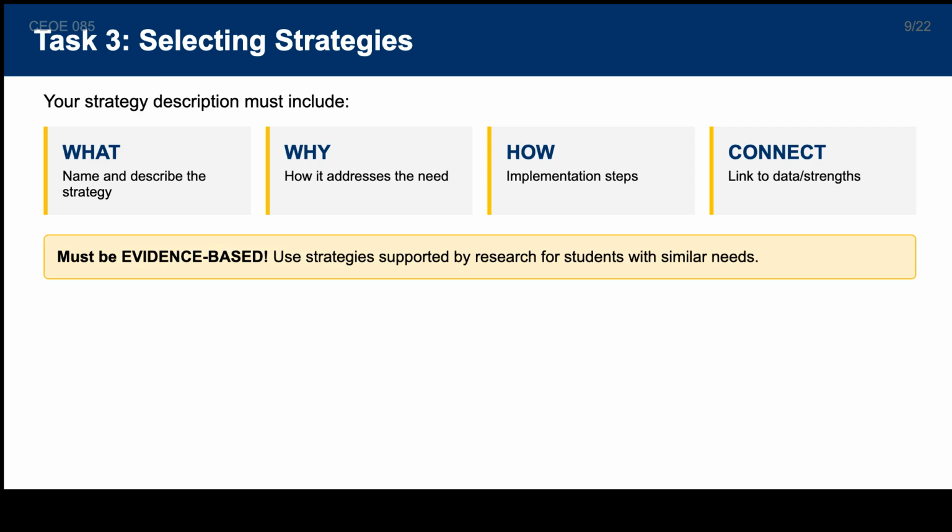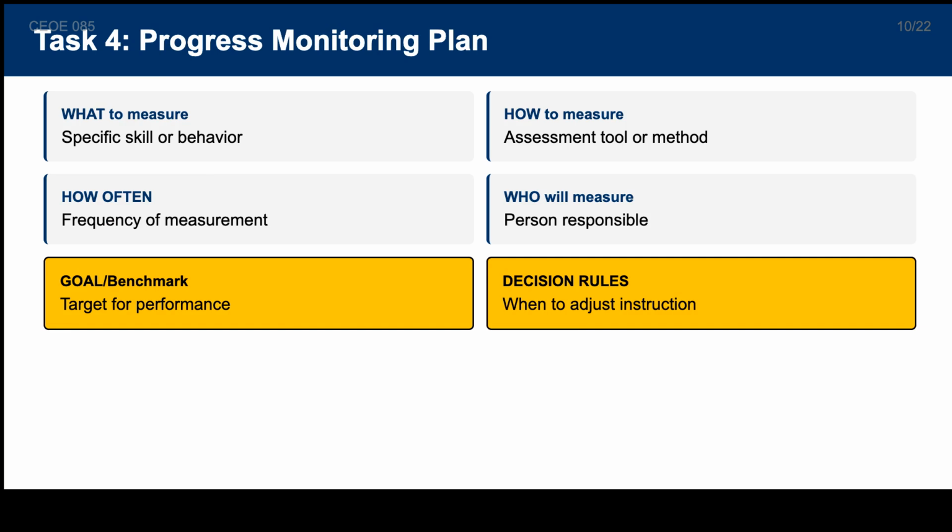Task 4 is your progress monitoring plan. Include 6 components: what to measure, the specific skill or behavior; how to measure, the assessment tool or method you'll use; how often, the frequency, like weekly or bi-weekly; who will measure, typically the special education teacher; a goal or benchmark, the target for student performance; and decision rules. This is critical. Explain when you'll adjust instruction. For example, if 3 consecutive data points fall below the aim line, the team will meet to increase intervention intensity.